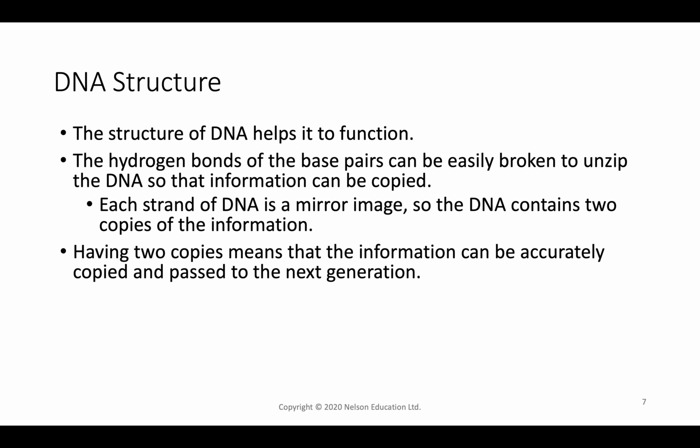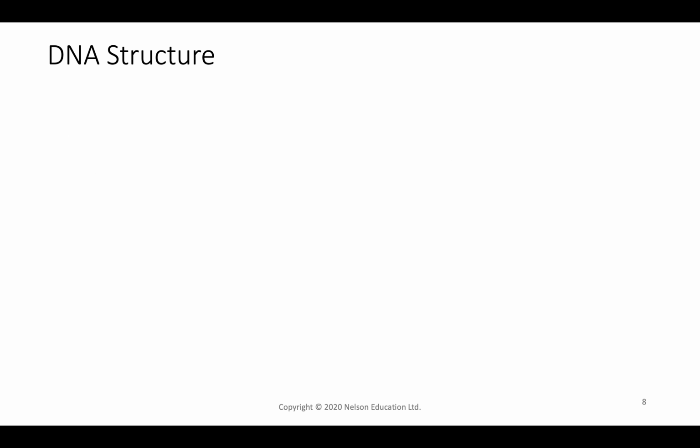Anyway, the structure of DNA is really vital to its function because knowing whether or not you have A on one side means that you know for sure you have T on the other side. So that means that when we unzip the DNA, each strand has all the information that it needs to be able to be copied into a new set. So that means that the DNA actually has two exact copies of the information, which means that the information can be faithfully and accurately replicated to be passed on to the next generation.